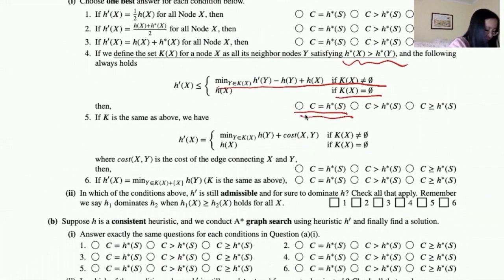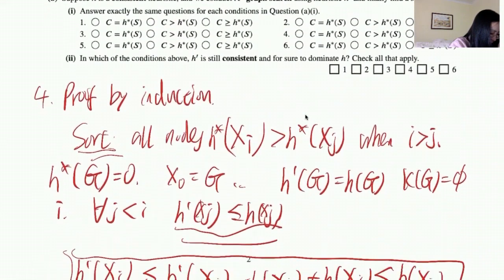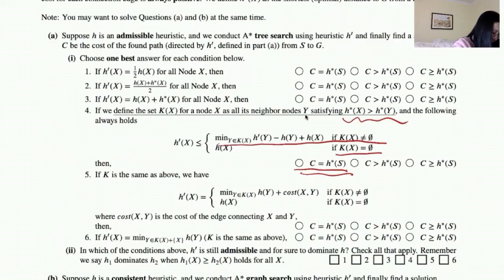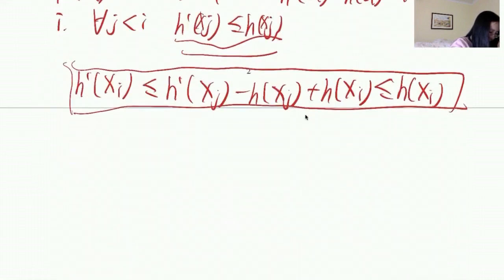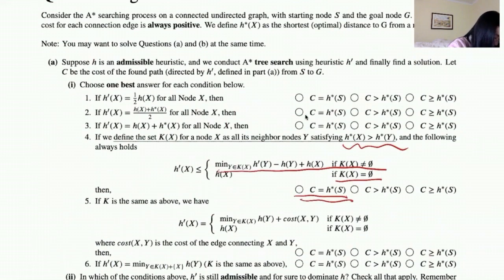Which effectively means that with condition 4, C is equal to the optimal heuristic starting from the S node. Okay, then let's move on to see why with the heuristic in subproblem 5, we again can show that H prime is an admissible heuristic.